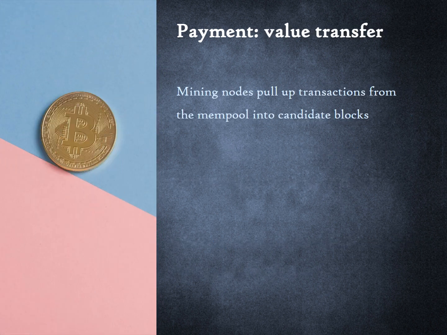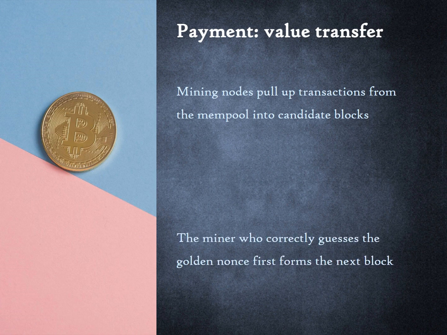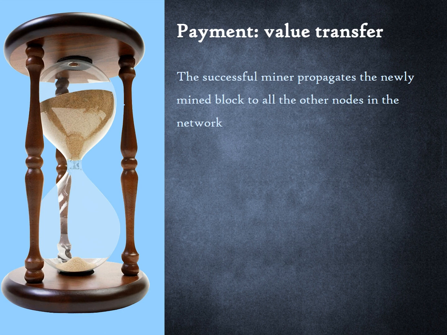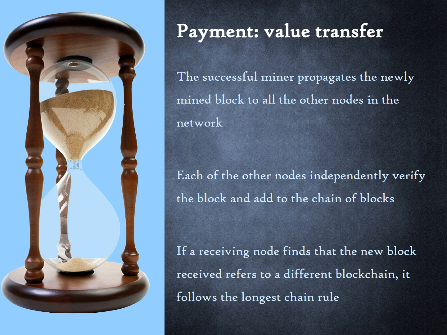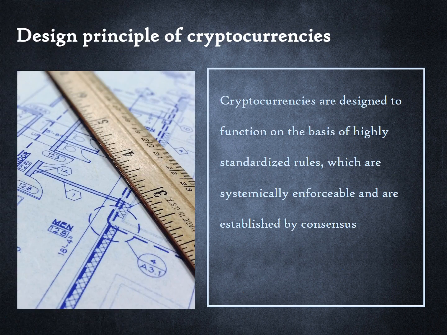Mining nodes pull up transactions from the mempool into candidate blocks. The miner who correctly guesses the golden nonce first forms the next block. The successful miner propagates the newly mined block to all the other nodes in the network. Each of the other nodes independently verifies the block and adds it to the chain of blocks. If a receiving node finds that the new block received refers to a different blockchain, it follows the longest chain rule.